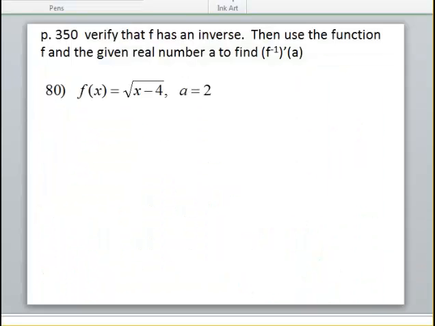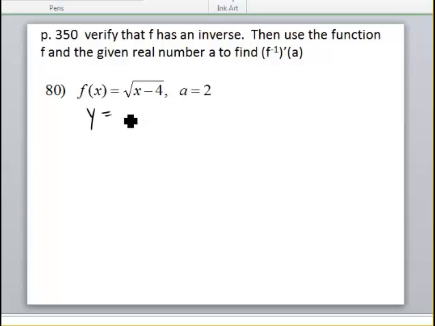Okay, and my last problem that I'm going to do, I'm actually going to do this problem twice, and I'm going to do it in 2 ways, because there will be times that we cannot do it with this first method I'm going to use. So it says, first of all, verify that f has an inverse. So I will do that.